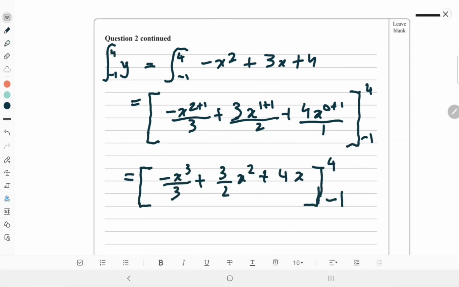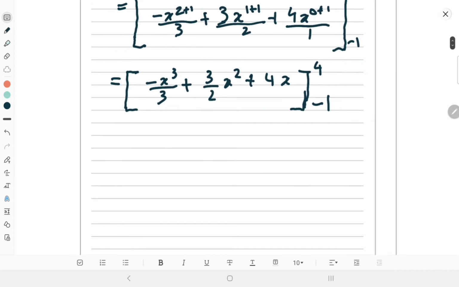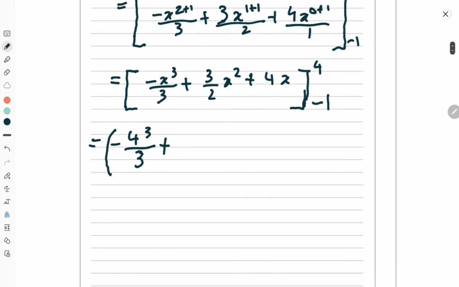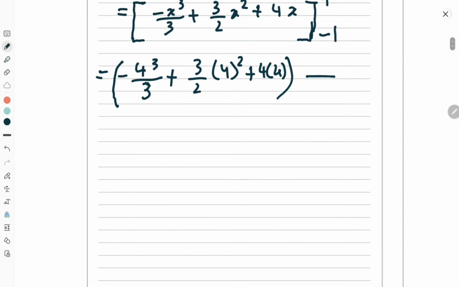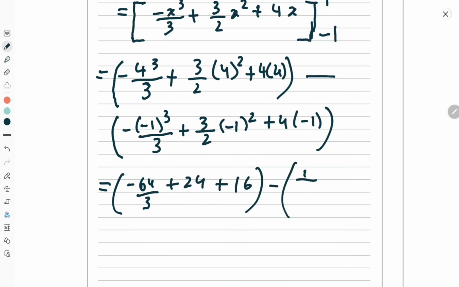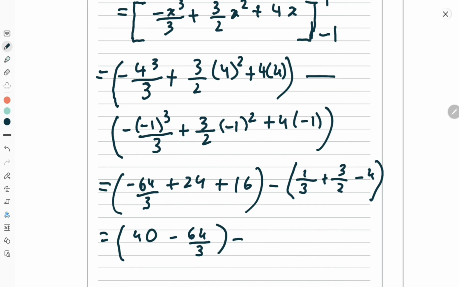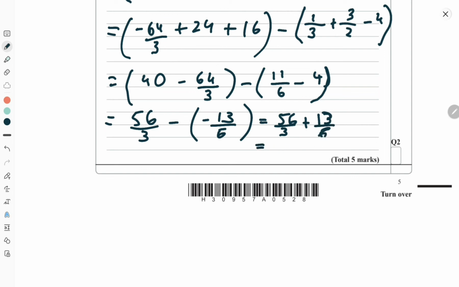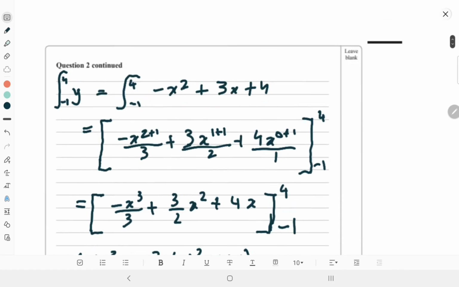Then you would solve this equation. So now we have got the answer. Let me just check the units.